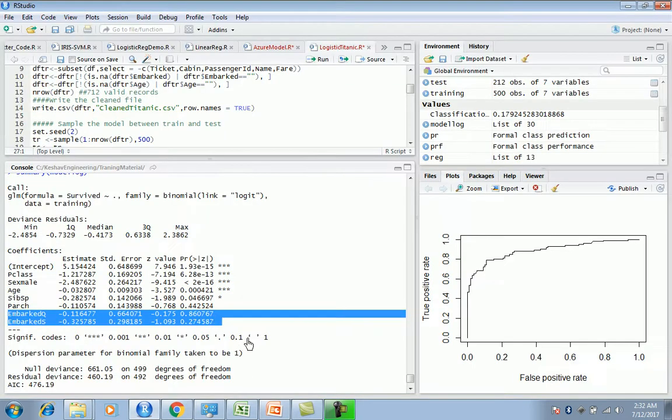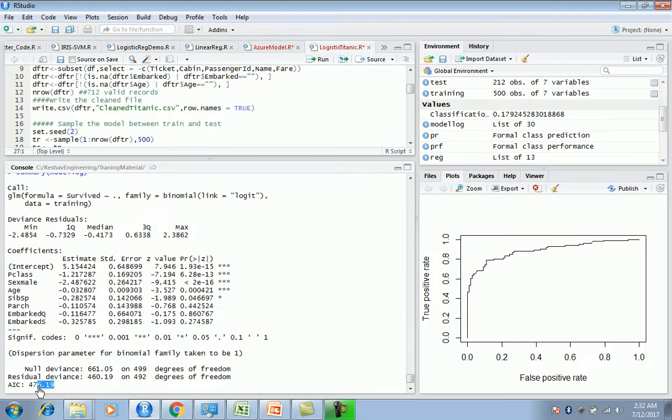So that's how we would read it. The next is the AIC. AIC is the fit of the model. So it doesn't mean anything as such for this particular model, but if you are having different kinds of attributes as an input and you want to know which is the one giving the best suited and best fitted model, you would consider the one which has the lower AIC. So that's all this means.